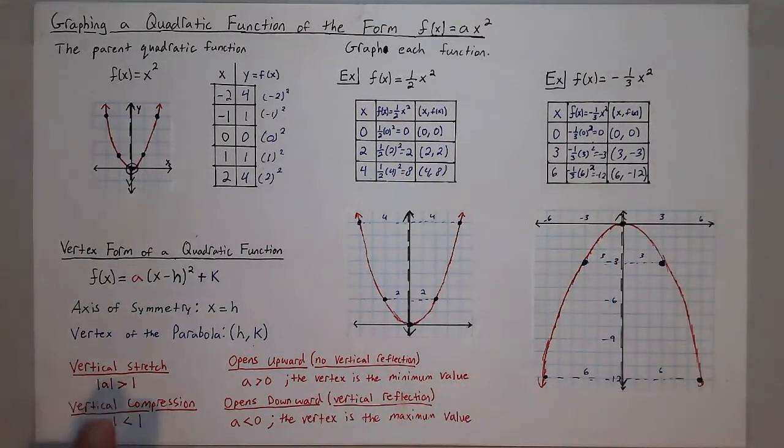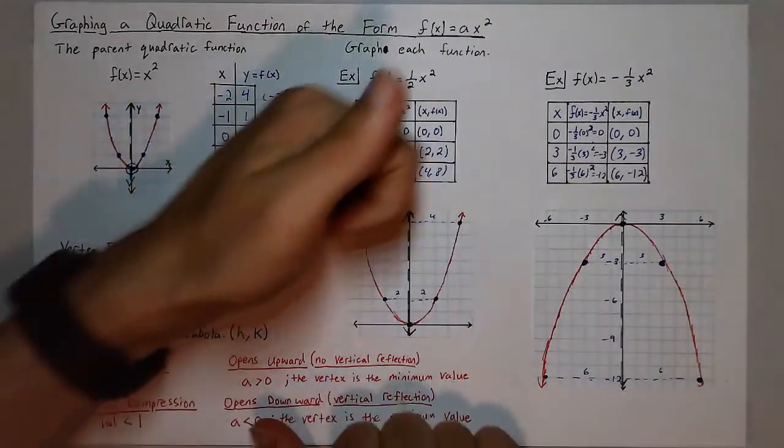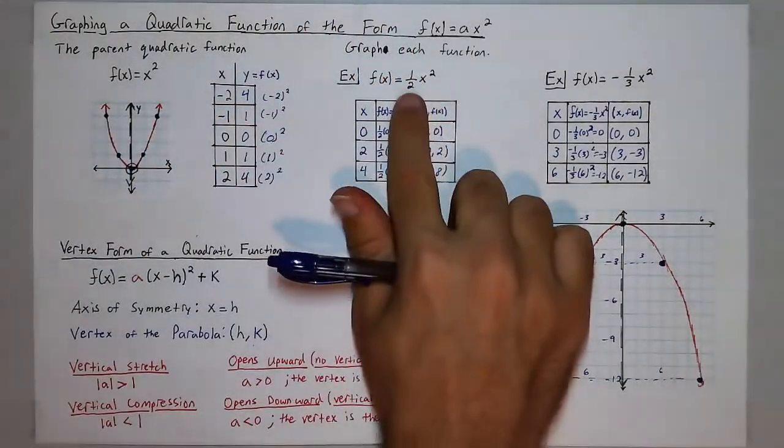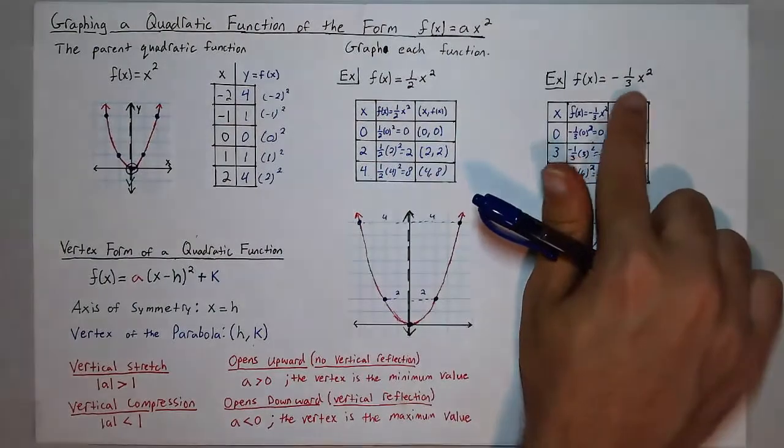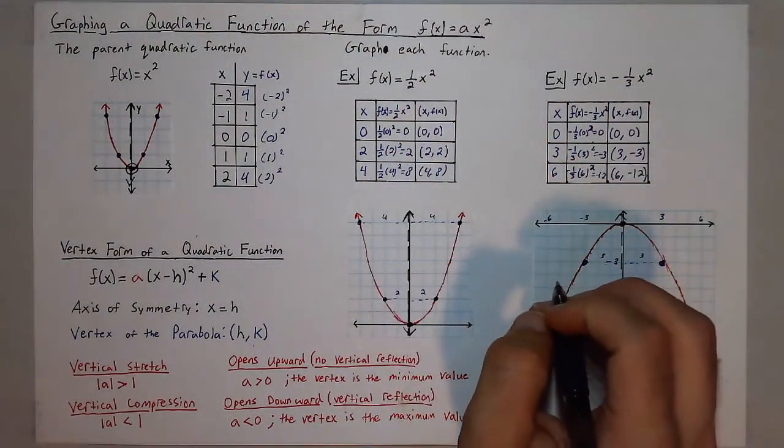And just to show you where the stretch and compression comes from, when you take the absolute value of A, if it's greater than 1, this graph is vertically stretched. And if it's less than 1, it has vertically compressed. Now both of these, that value is less than 1 when you take the absolute value of it. So it has compressed. It has vertically compressed.